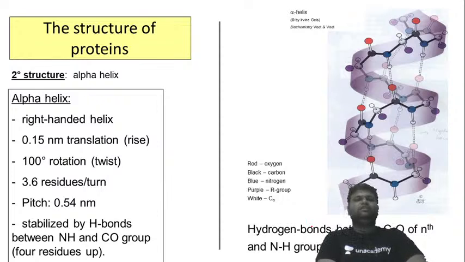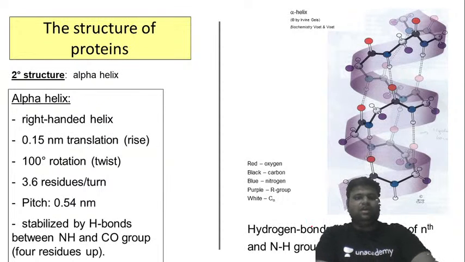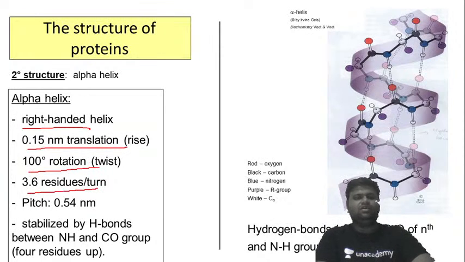Now this is the secondary structure, that is the alpha helix, and alpha helix is the right-handed helix. It is a right-handed helix. It has 0.15 nanometer translation rise. It has 100-degree rotation twist. It has 3.6 residues per turn. It has a pitch of 0.54 nanometers, and it is stabilized by hydrogen bonds between the NH and the CO group.